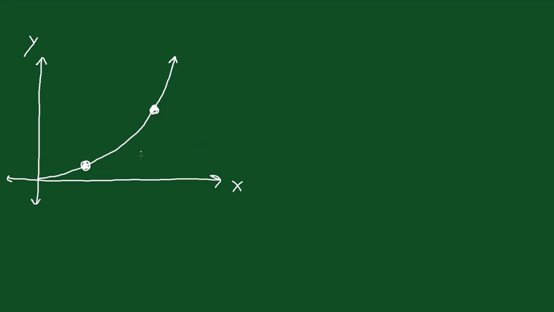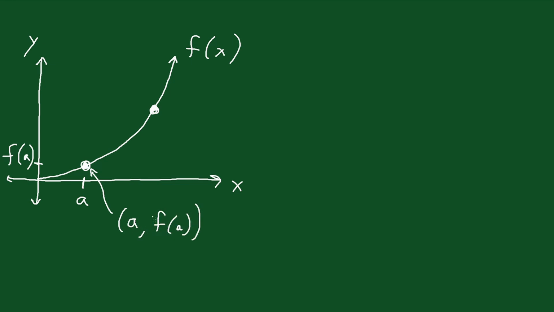Now each of these points has some coordinates. This first point, I'm going to say it has an x value of a. And if this graph has the equation representing it, we'll say f of x, then we can say that the y value here at the point that has an x value of a is going to be f of a. Right? We always plug in an x value for x into our equation to find the y value. So this point right here has the coordinates a, f of a. Those are the x and y values of that point. Now we can do the same thing for this point over here.